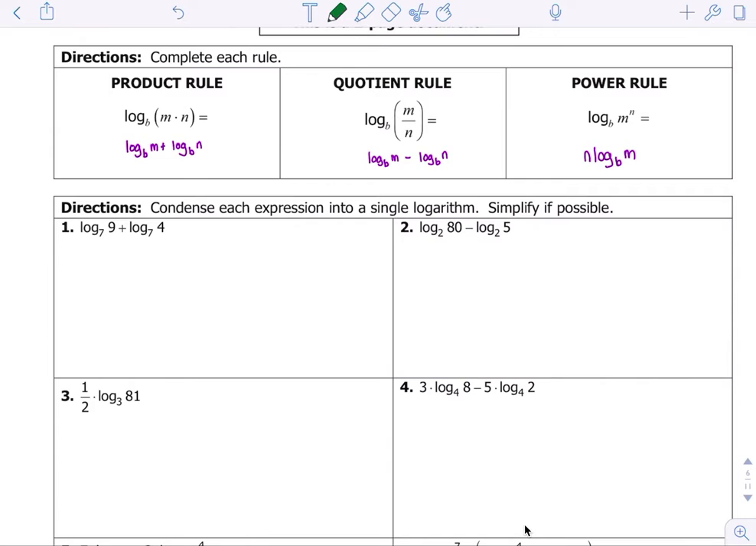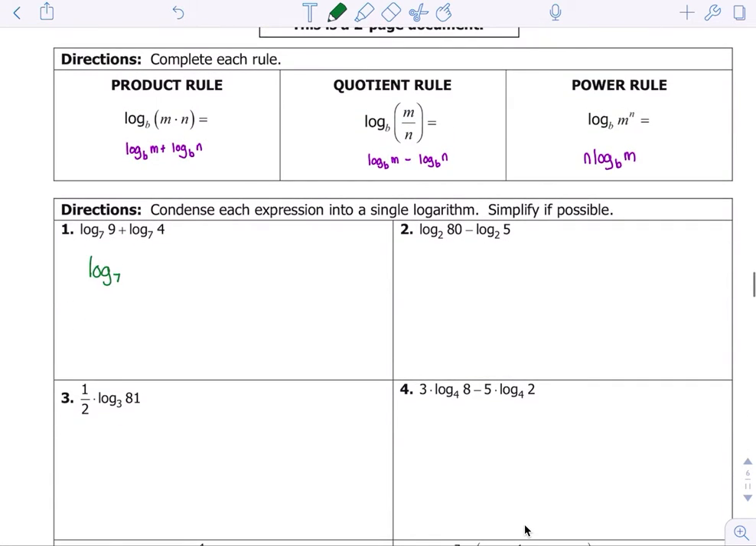All right, so notice that the two logarithms and its base are the same. And since you have a plus, this means you are going to use product rule. So we're going to have log base 7, and remember it says to condense, right? So that means you're going to multiply 9 times 4. And this is going to give you log base 7 of 36.